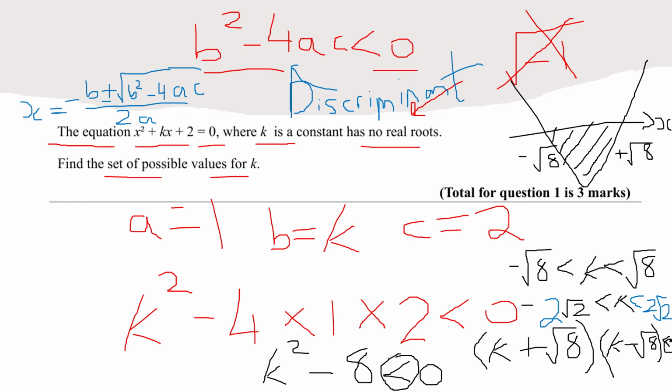Now again, we're not going to think about complex numbers or imaginary numbers. We're just looking here at the set of values of k such that this quadratic has no roots, i.e. it does not cross or intercept the x-axis. So if k takes a value between minus root 8 and root 8, not including both, then this quadratic has no real distinct solutions or no real roots.